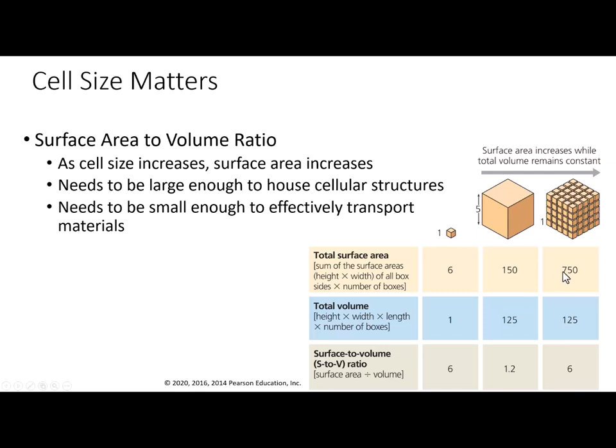But now if we take a whole bunch of 1 by 1 cubes to make up the same 5 by 5 cube, we increase our total surface area to 750. Same volume though, we still have 125 in the volume. This brings us back to our surface to volume ratio of 6. We need to keep a large enough surface to volume ratio to effectively transport materials in and out of our cells. So it does matter how large or how small the cell is with how efficiently it can carry out its job.